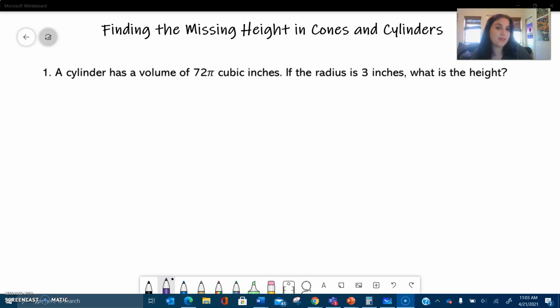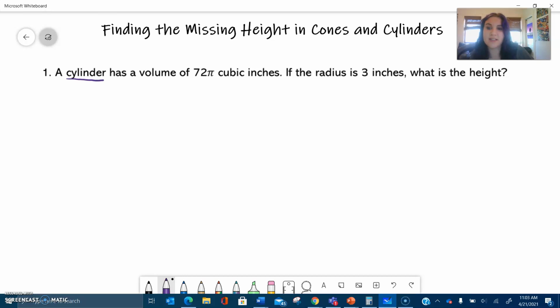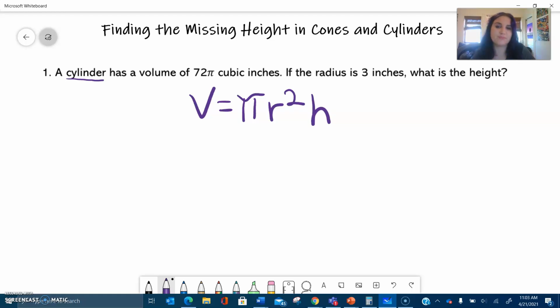So when we're working with these types of problems, the first thing you do is write the formula. So the formula for the volume of a cylinder is V, or volume, equals pi times the radius squared times the height. So pi r squared h. And now we take our values that were given and we substitute them into the formula. So the volume is 72 pi.